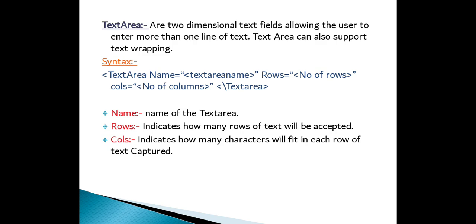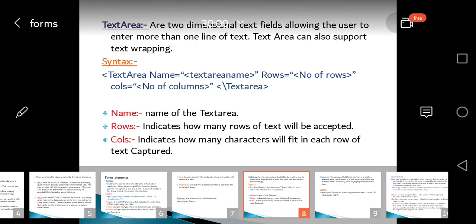Okay, the syntax you can see is: textarea name equals text area name, rows equals, you can give the number of rows, columns also you can give, that is the number of columns, and end the textarea tag. So this is the syntax of a text area. Attributes like name mean the name of the text area, rows indicates how many rows of text will be accepted, columns indicates how many characters will fit in each row of text captured. So this is about the text area.